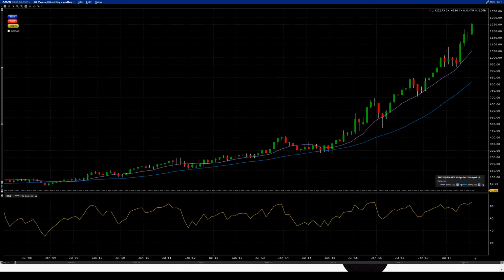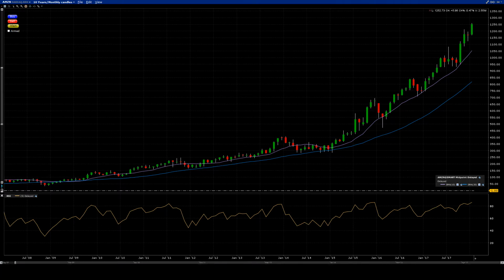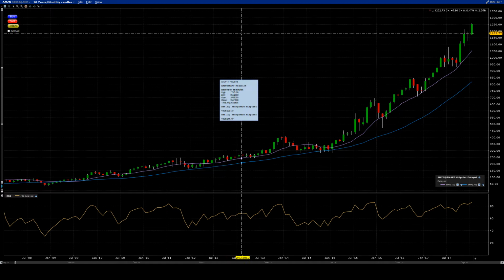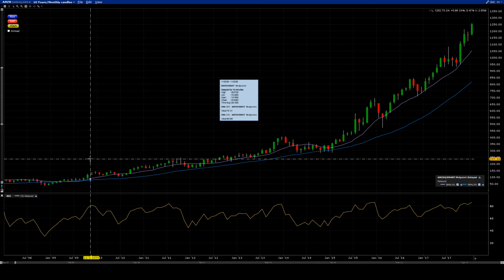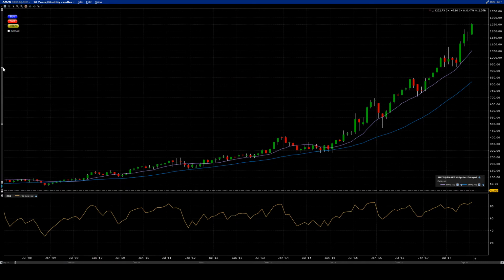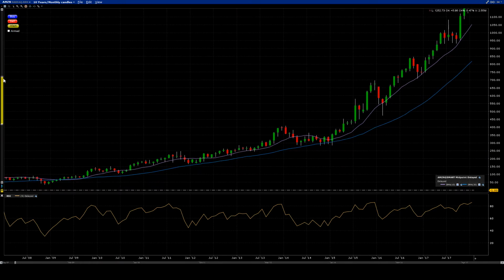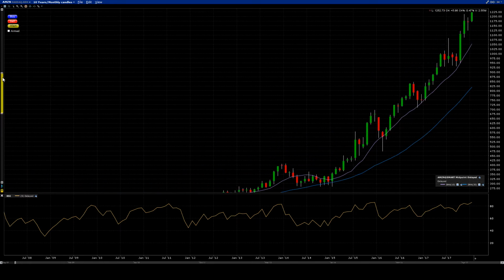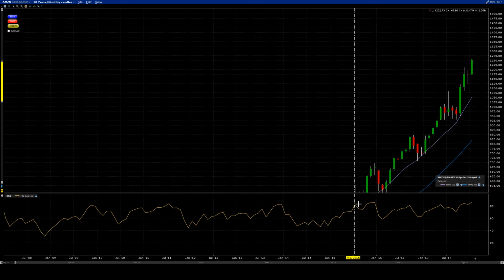Here is the chart for Amazon, the 10-year monthly candle chart. Do I have 10 years of data? Yes, I do. Let me first look at that. I probably had some alerts set in previously. Some lines. My software deletes those lines.